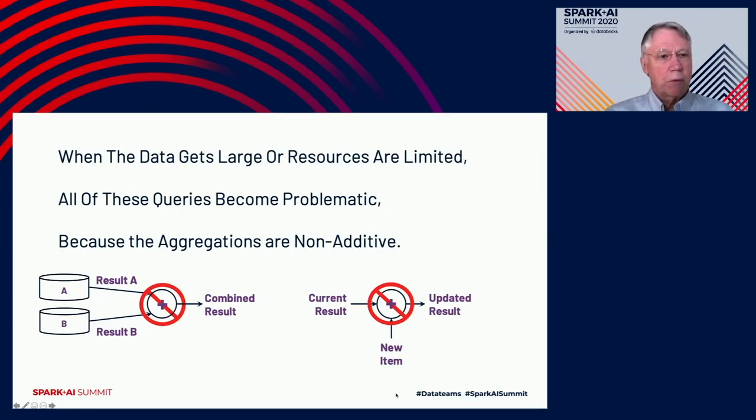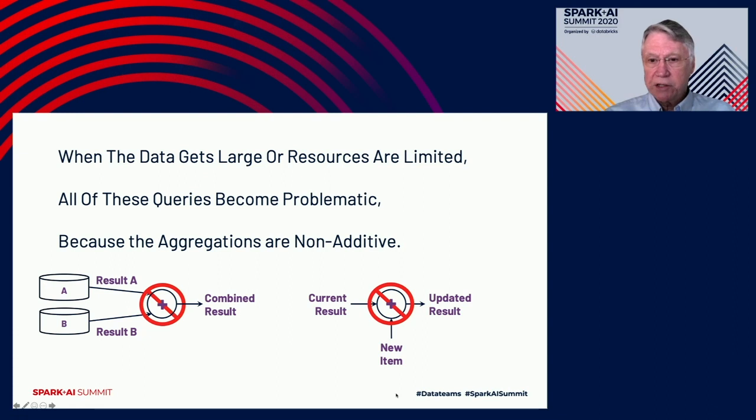When the data gets large or resources are severely limited, all of these queries are problematic because the aggregations, or the attempt to combine different groups or even add individual items, are non-additive. In other words, you can't take, say, the unique count of some group A and the unique count of group B and combine those two numbers, because it does not account for the identifiers that were in common across both A and B, and so you get the wrong answer. And the same thing goes if you have a current result and you just want to add one new item.